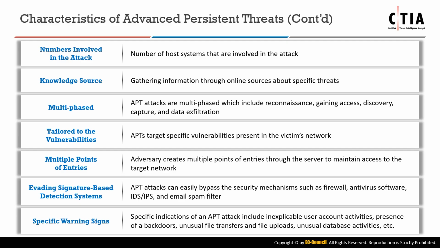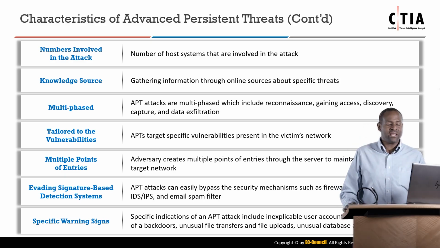They can also evade signature-based detection systems using various types of methodologies, getting around the email spam filter, getting around an IPS or IDS, and there may be specific warning signs associated with the APT, including activities that are unexpected, backdoors that are found, unusual file access, uploads and downloads, traffic, database access, etc.